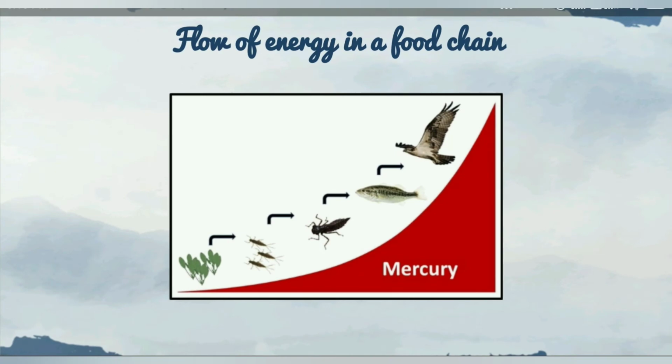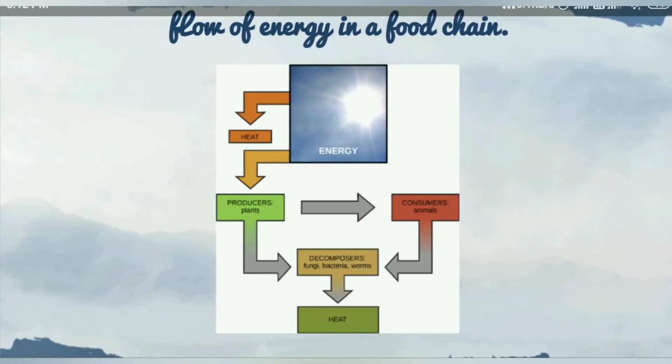Flow of energy in a food chain. Here, the energy from the sun is used by producers to make their own food by the process called photosynthesis, and these producers are eaten by consumers. And when these producers and consumers die, the role of the decomposers comes. During the process of decomposition, heat is released.